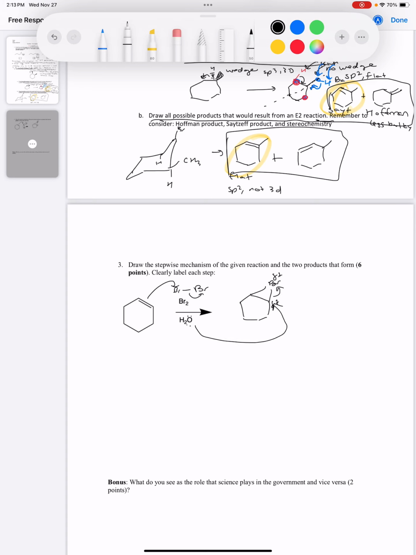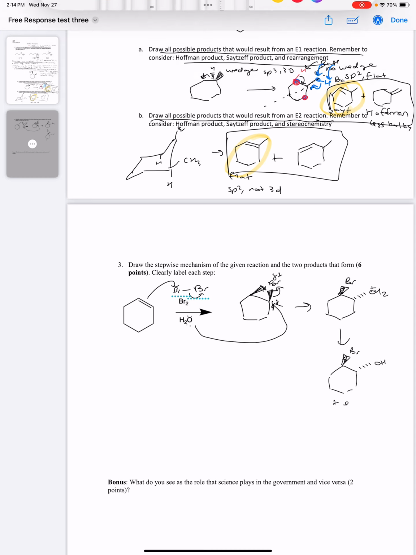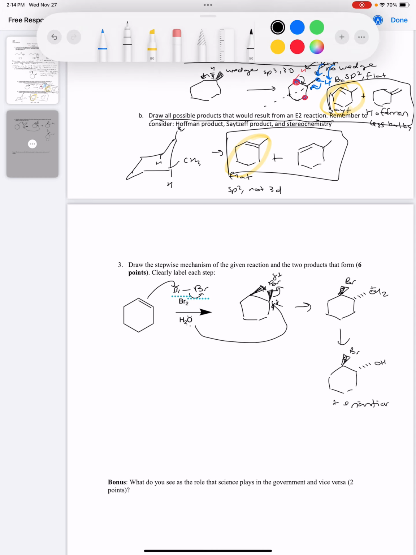It would attack on the more substituted side because this is a Hofmann, or sorry, not Hofmann. This is a Markovnikov product. But in this case, they're the same. And I'm actually going to draw this 3D structure because I think that will help to see that the Br stays 3D, and then the OH2 plus is on the dash, and then you had to deprotonate it to get the Br and the OH here. Technically you would get this plus the enantiomer, as you could also get the enantiomer of this.